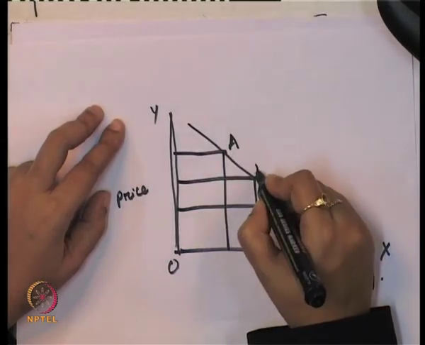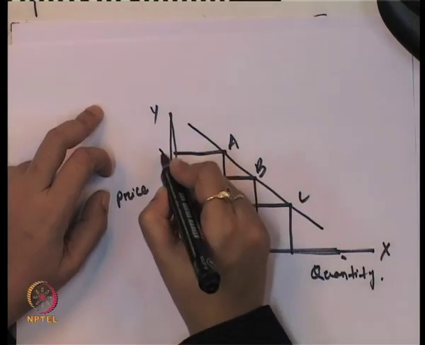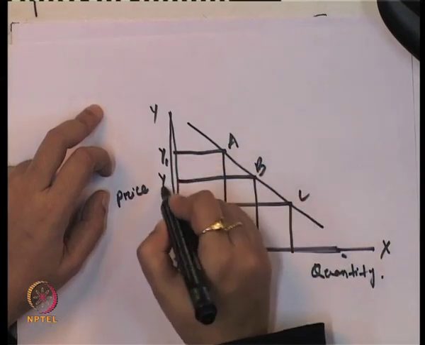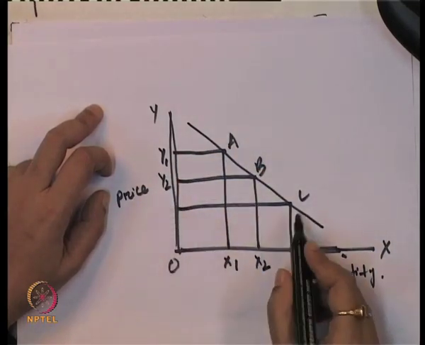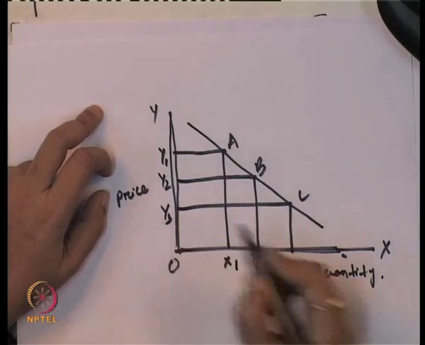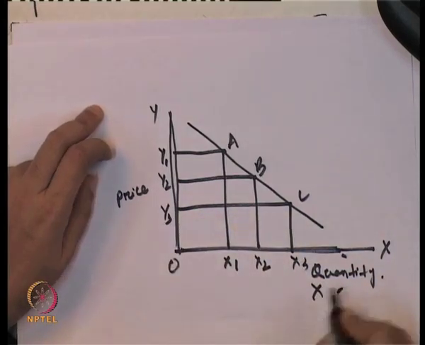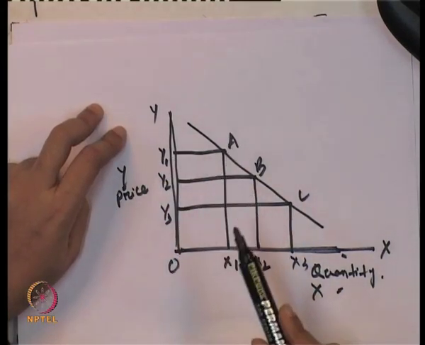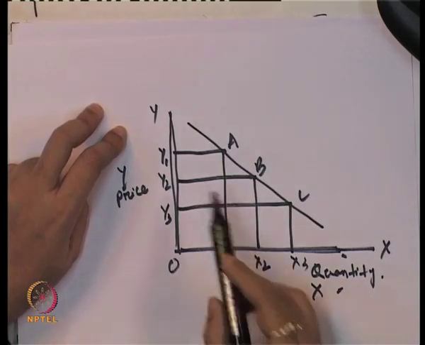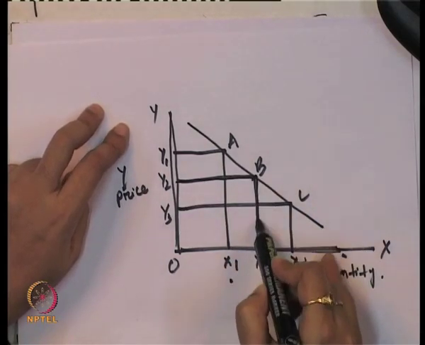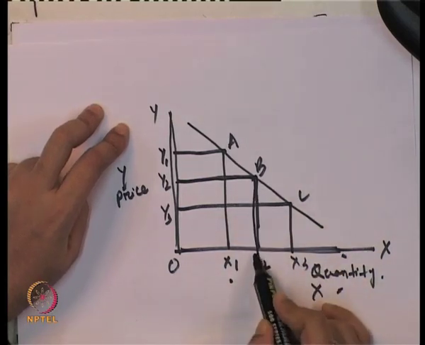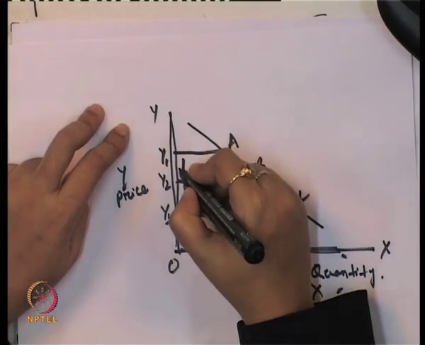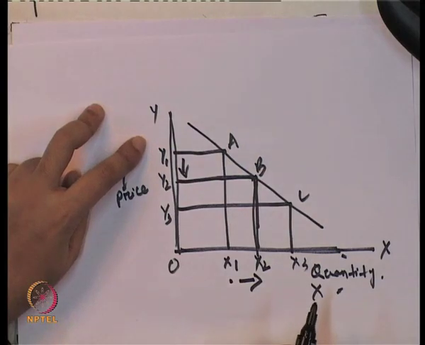So, suppose we take point A, point B and point C, and point A is the combination y1 x1, point B is the combination y2 x2, and point C is the combination y3 x3. X is our quantity and y is our price. So, if you look, when the price is y1, the quantity is x1. When price is y2, the quantity is x2. Why is there an increase in the quantity from x1 to x2?